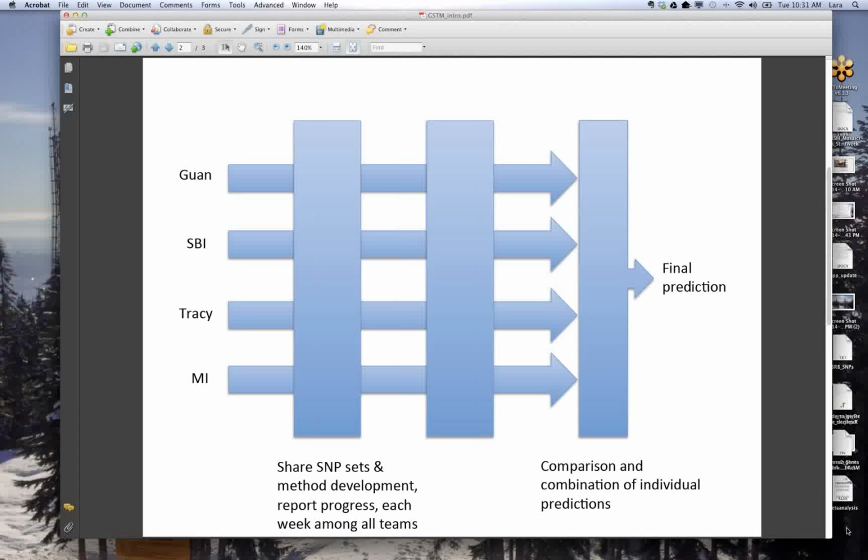So there will be lots of underlying communication here. These 4 bars mean that every horizontal bar is a team developing its own method, and then each week there will be an exchange of information, shared among all the groups. And then in the final phase, we will compare and combine the different predictions, and then decide which final submission we are going to provide. Next slide, please.